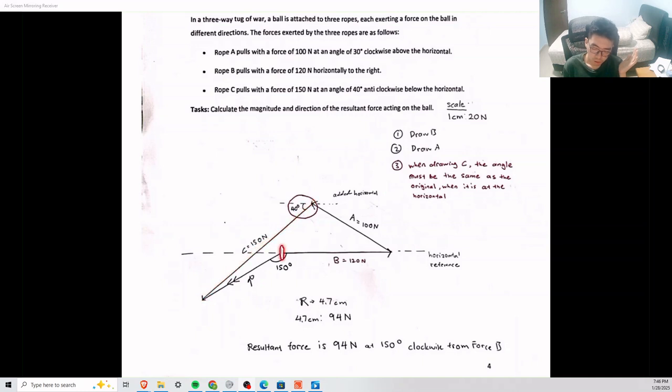Remember, head to tail: the tail of the first vector that you draw to the head of the last vector that you draw. I have my resultant, and then I get 150 degrees from force B. So at the end of the day, you should be able to get 94 newtons at 150 degrees clockwise from force B. Take some time to digest.